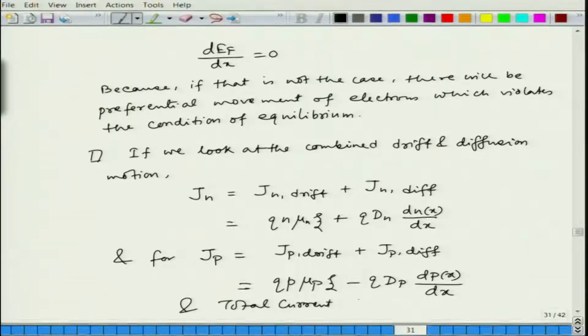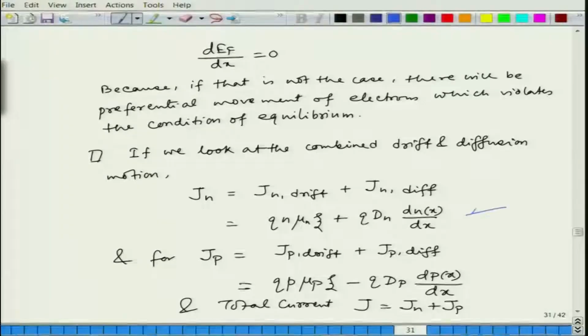And the total current density, we can write J will be Jn plus Jp. We can write Jn plus Jp because in the original current density itself we have taken care of the direction. So, the electrons go in opposite direction to the current and holes go in the same direction as the current. So, that is already incorporated in these expressions. So, here it is just simple addition.